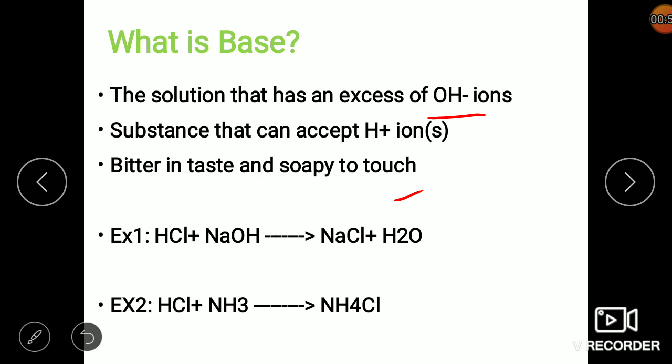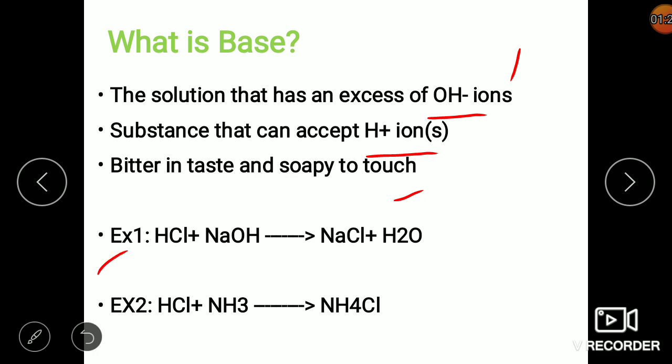There is one more definition of base that says that the substance that can accept H plus ion is also termed as base. So 90% of the definition of base goes for the one that furnishes excess of OH minus ion, and without OH minus ion also we consider some bases that can accept H plus ion. Now we'll see two examples regarding those first 2 points.